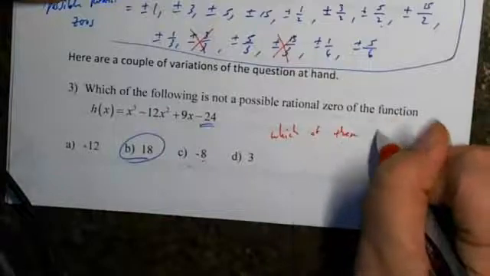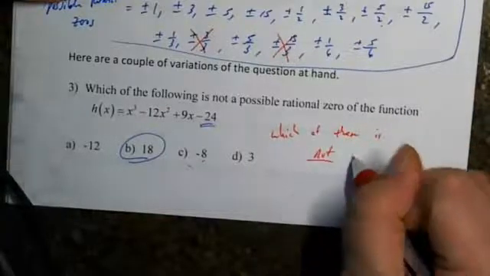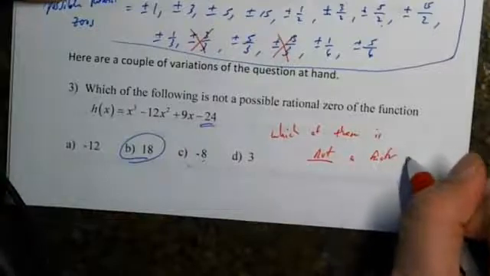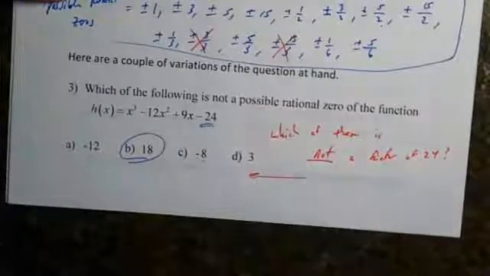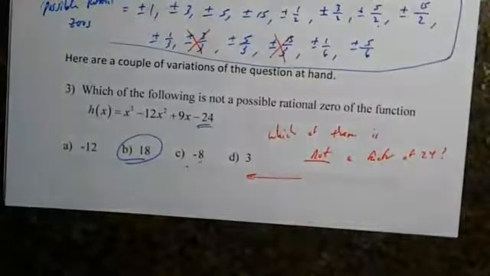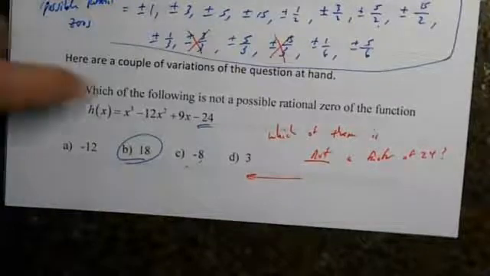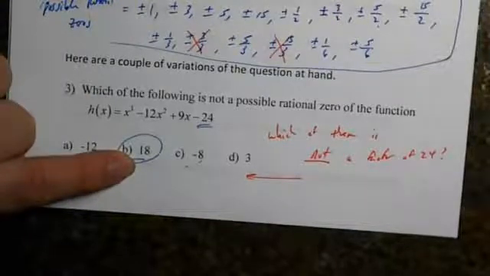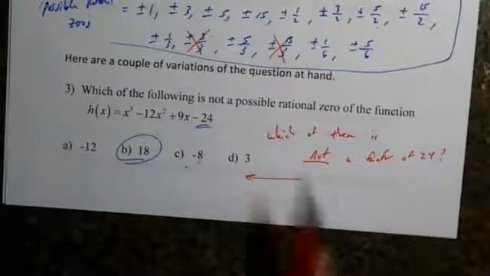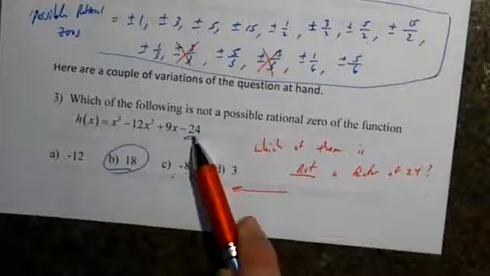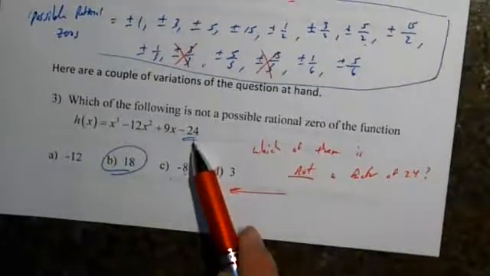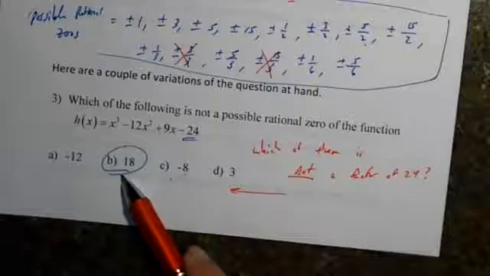Which of these is not a factor of 24? That's really what this question is asking. Not a possible rational zero means it must not be a factor of 24. 18 is not a factor of 24. 12 goes into 24, or -12 goes into -24. -8 goes into -24. 3 goes into -24, but 18 does not. It's got to go in evenly, remember. So that's a small variation to that question.